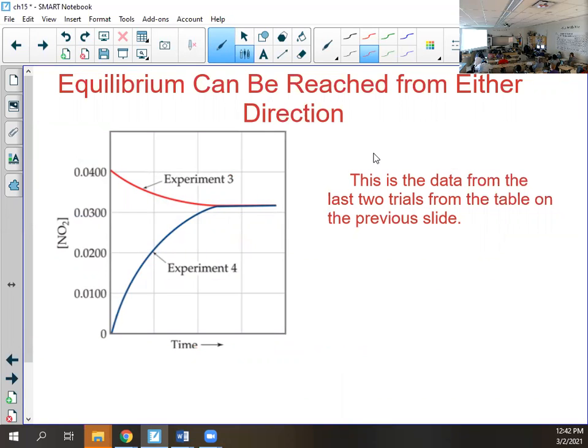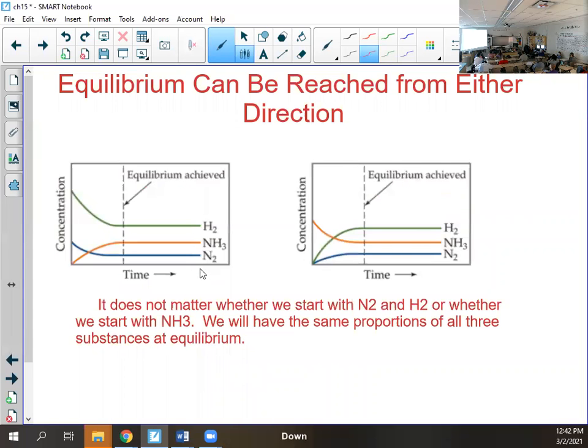This is data from the last 2 trials from the table on the previous slide. No matter where we start here, we would end all of them right here. If I had a new one and I started here and here, then they'd be there. It doesn't matter which direction we go, equilibrium can be established. It does not matter whether we start with N2 and H2 or whether we start with NH3. We will have the same proportion of all 3 substances at equilibrium. It's kind of cool.